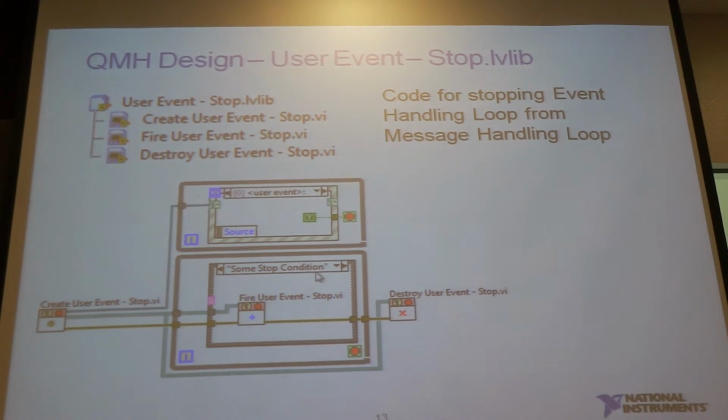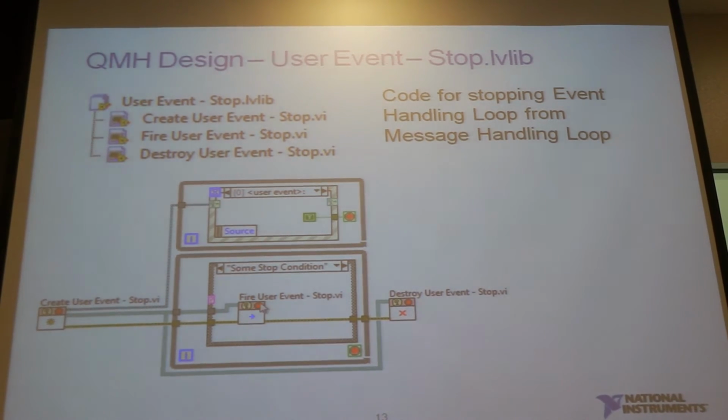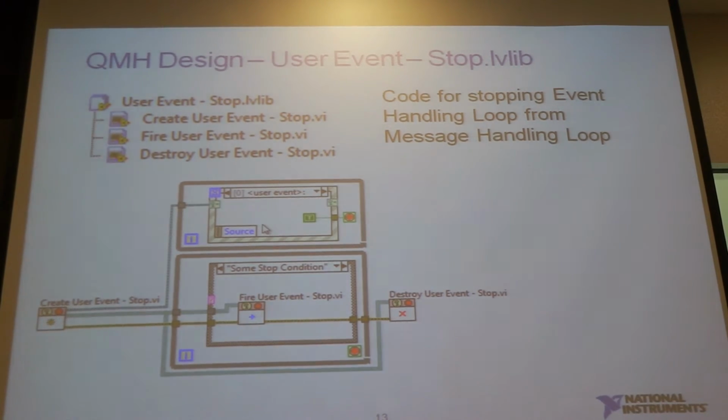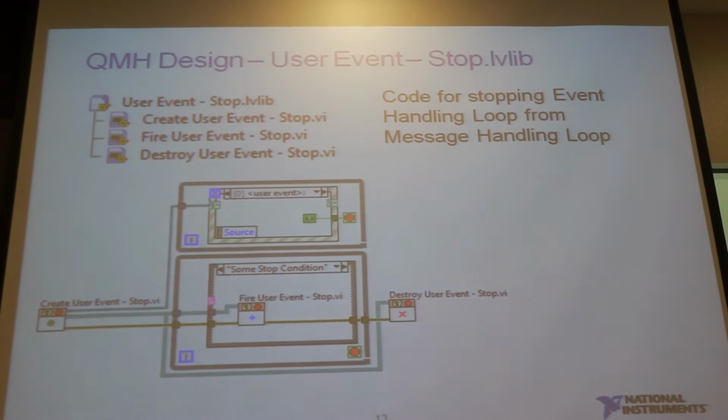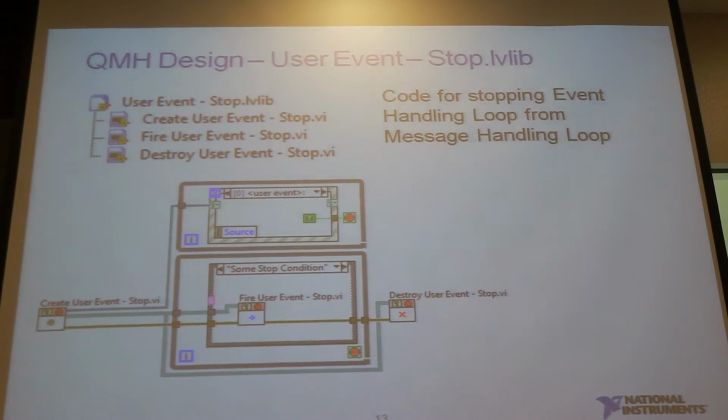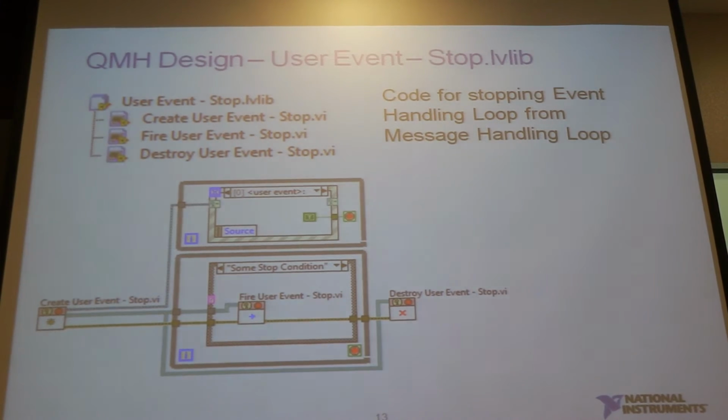When some stop condition has occurred, just fire the user event, and it will trigger an event in the event handling loop. Just fire a true, and then you will stop. And of course at the end, remember to destroy it, otherwise you will have memory leaks. We'll go back into why you need to do this, why it is so convoluted and complicated, when we go into the error handling portion later on.